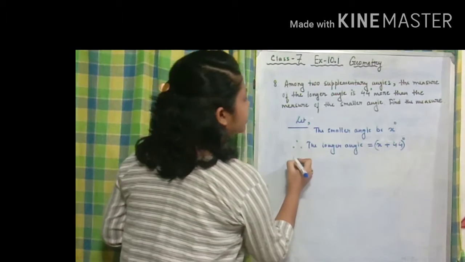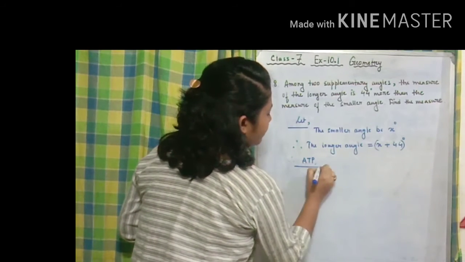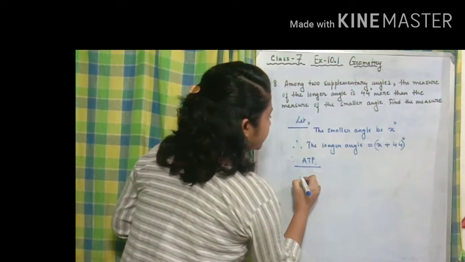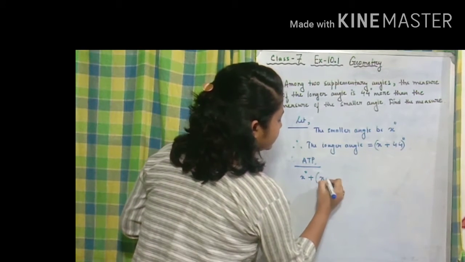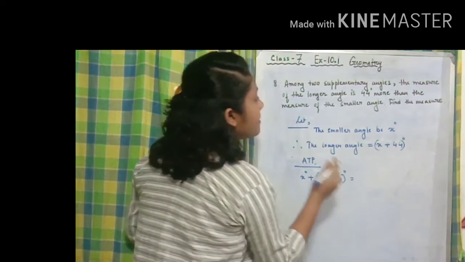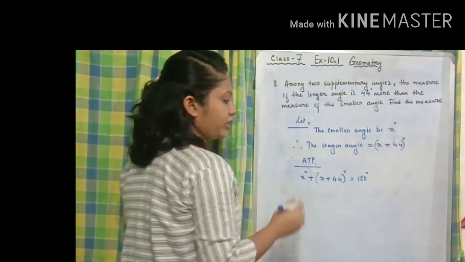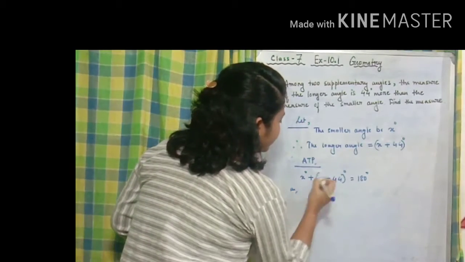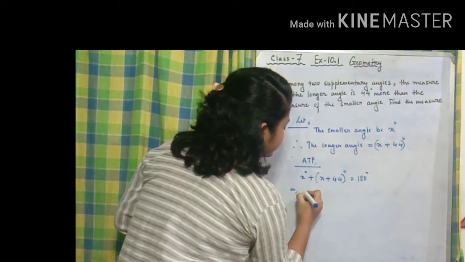Therefore, according to the problem, this x degree, that is the smaller angle, plus the longer angle, that is x plus 44 degree, must be equal to 180 degree because they are supplements of each other. Now we are going to find out the x and the smaller angle as well as the bigger angle.